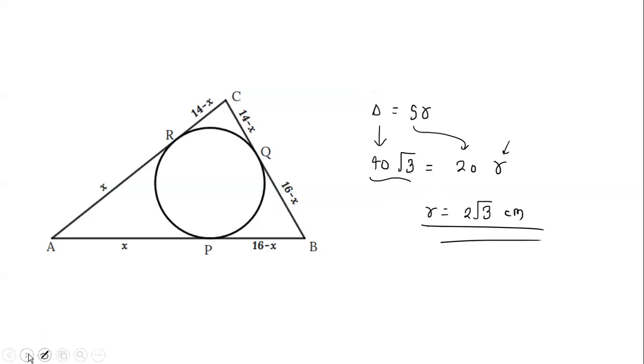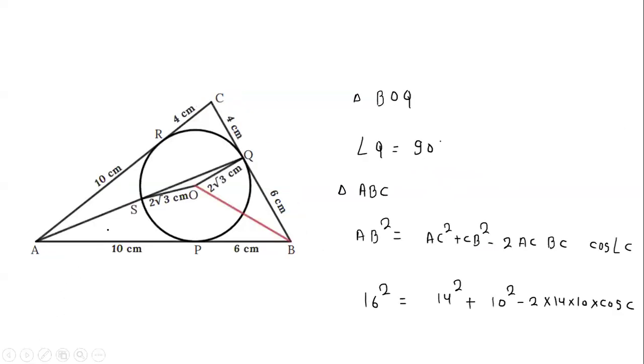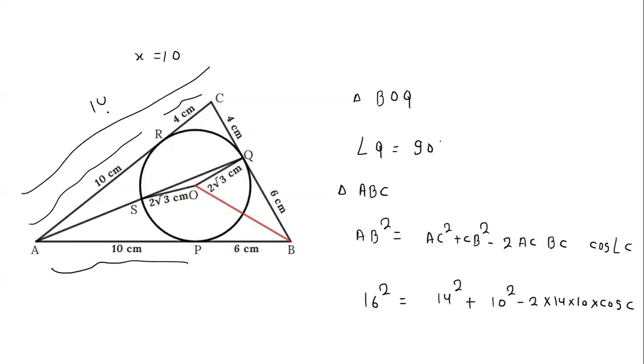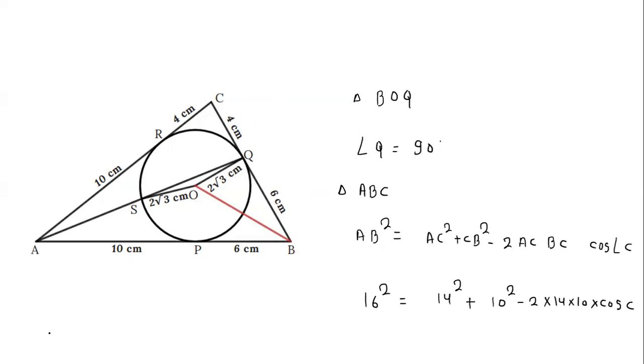So now we know the radius of the incircle, and you see this figure. We calculated x as 10 centimeter, so this will be 10 centimeter, and this will also be 10 centimeter. This whole side is 14, so this will be 4, and this will be 4, and this whole side is 10, so this will be 6, and this will be 6. So these are the different distances. You can see this in this figure.